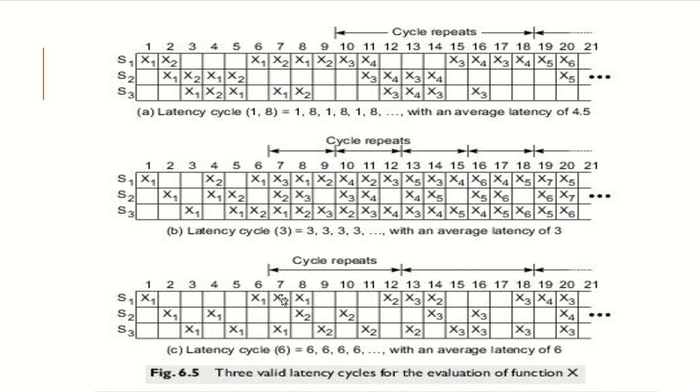Moving on, this is another example. Here the sequence is 6 6 6. It is again a constant cycle, and it also has an average latency of 6. Latency is nothing but the time difference between successive initiations of a particular function.